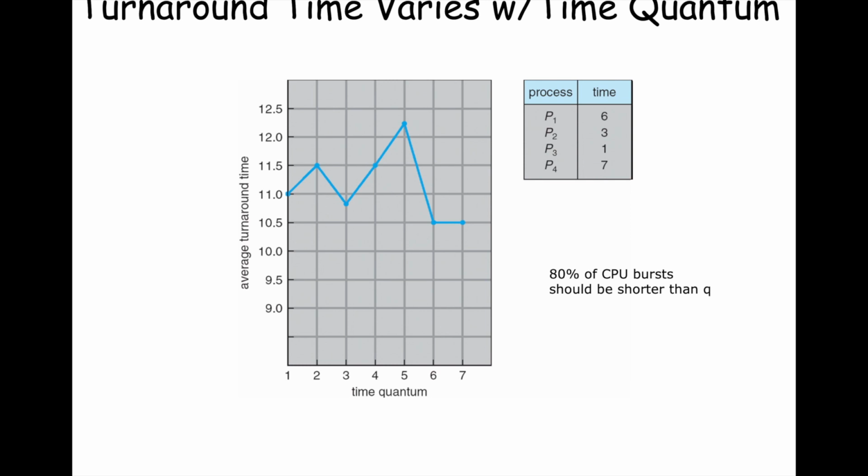So then we go to a quantum size of 5. Things continue to increase for the same reason. But once we go to a quantum size of 6, we'll notice the average turnaround time decreases. And the reason for that decrease is, of course, now in one quantum, P1 can execute in its entirety. All right, so any questions about this?